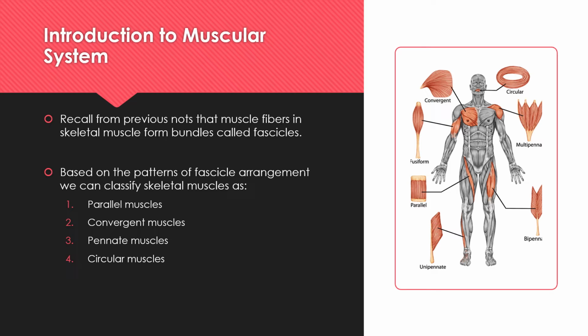So a quick little reminder here, in a previous set of notes we talked about fascicles. And remember, the fascicles are the muscle fibers in the skeletal muscle. There are different ways that these fascicles are arranged, and because of the way they're arranged, we can classify skeletal muscles as one of four things. First, we have parallel muscles, and then we have convergent muscles, pinnate muscles, and then circular muscles. You can take a look at the diagram over there to see where these different things are located, and we're going to talk about each one of these in a second.